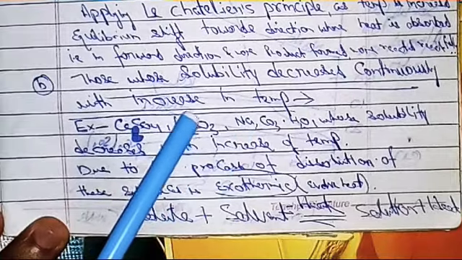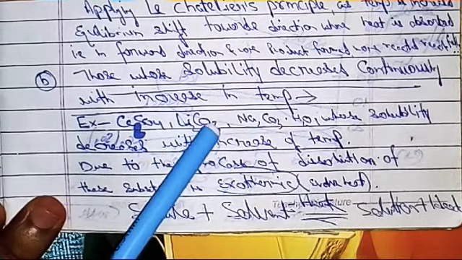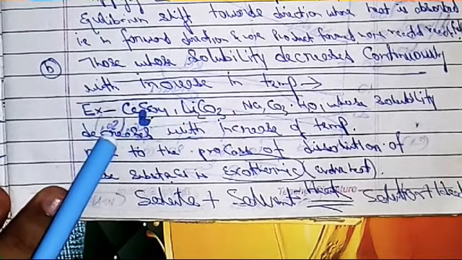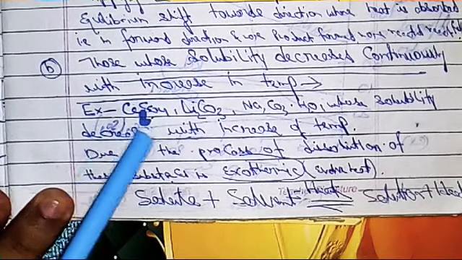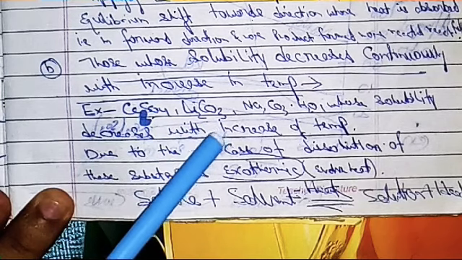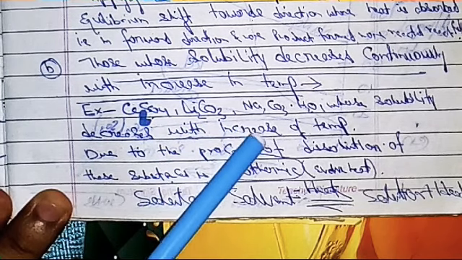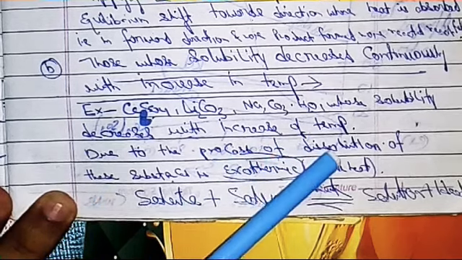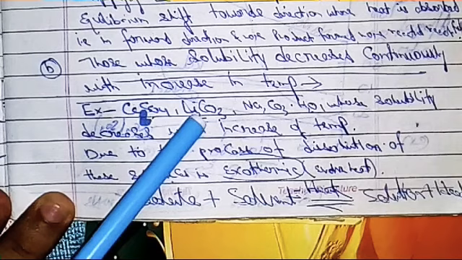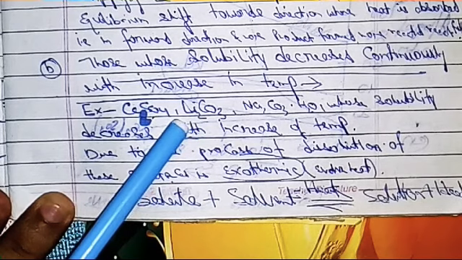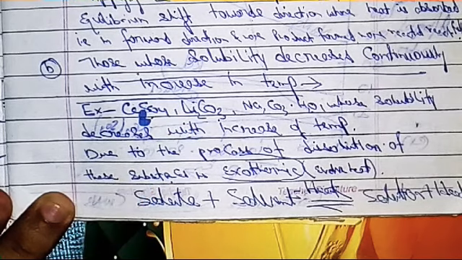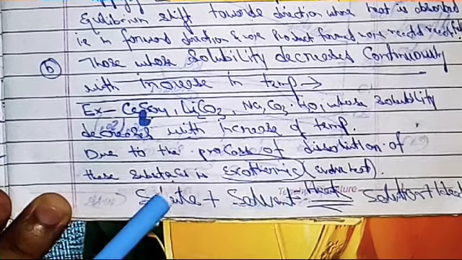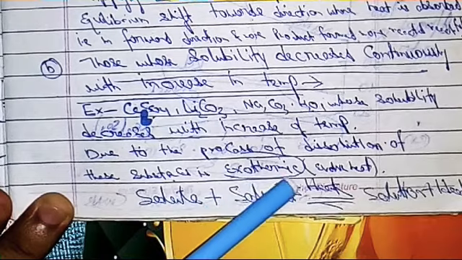Now the second case is the substances whose solubility decreases when the temperature increases. What are they? They are cesium sulfate, Cs2SO4, lithium carbonate, Li2CO3, sodium carbonate, Na2CO3.H2O, whose solubility decreases with increase of temperature. When these substances dissolve in the solvent, their solubility decreases, because the process of dissolution of these substances is exothermic.